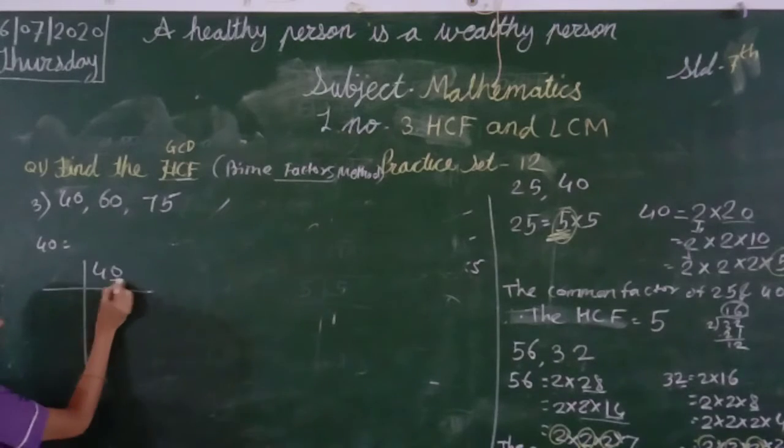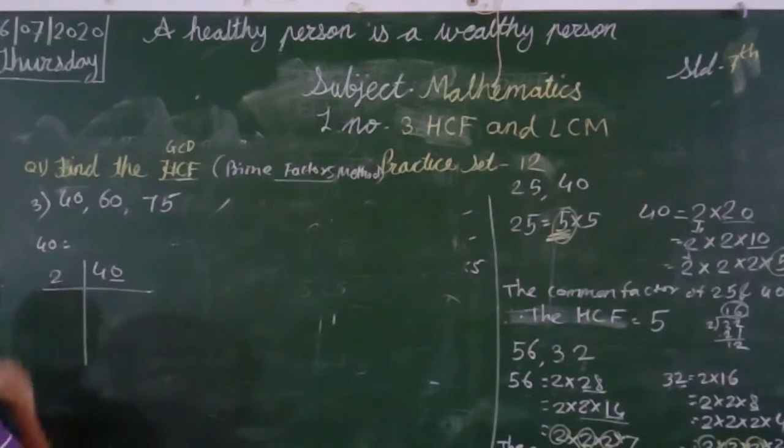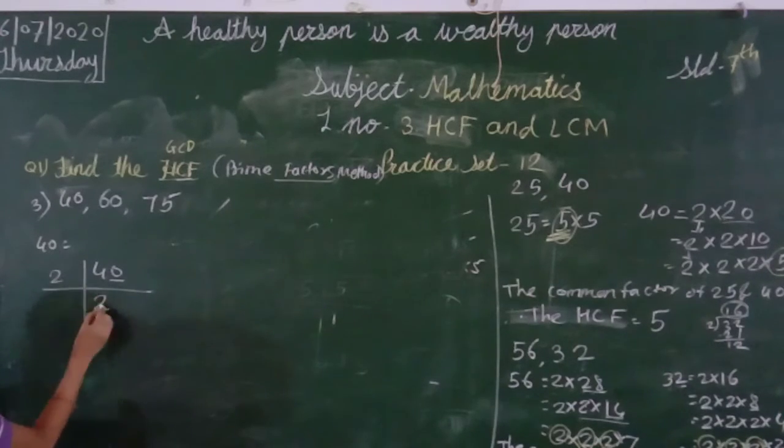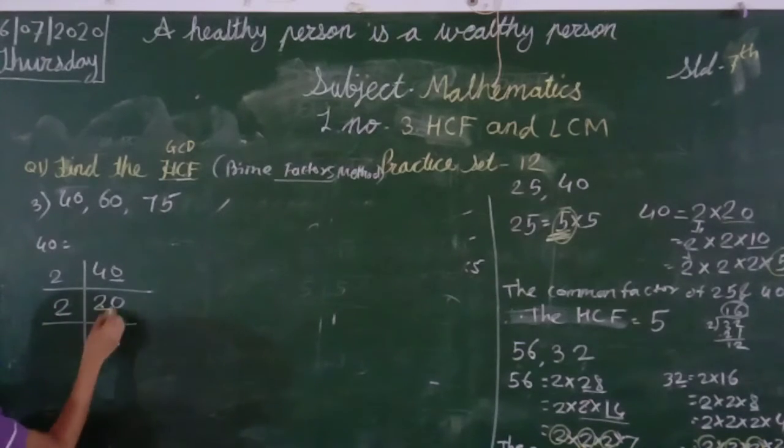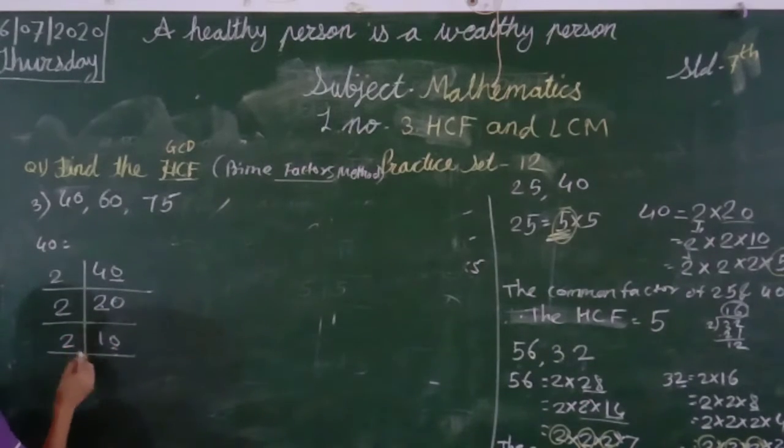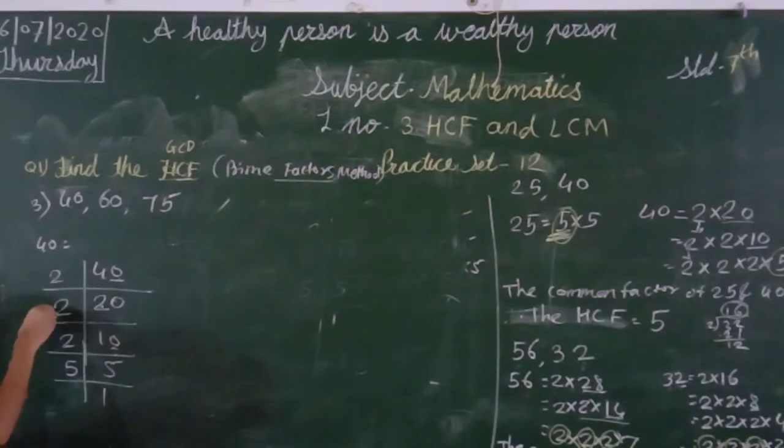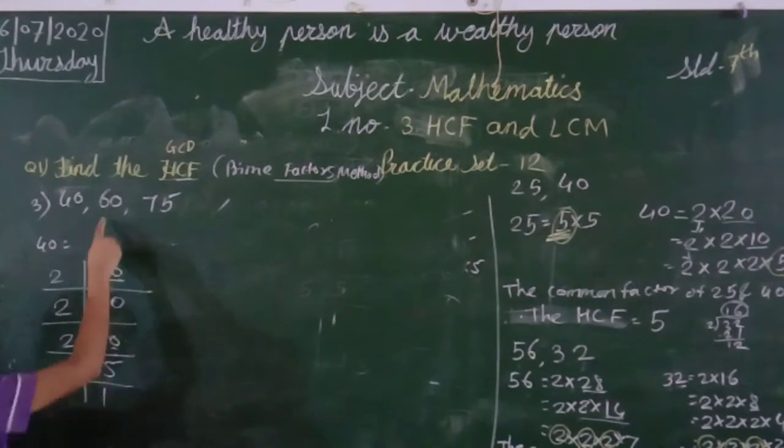Okay. Unit place is 0 means we will divide it by 2. 2 2s are 4 and then 0. Now 20. 2 10s are 20. 10 also has unit place 0, so divide by 2. 2 5s are 10. Okay students, I hope you understood. 5 1s are 5. Okay students, check this factor is correct or not. 5 2s are 10, 10 2s are 20, 20 2s are 40. This factorization is correct. Now next one, 60.